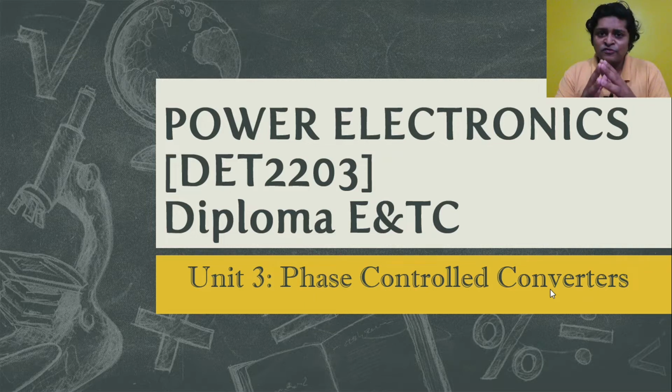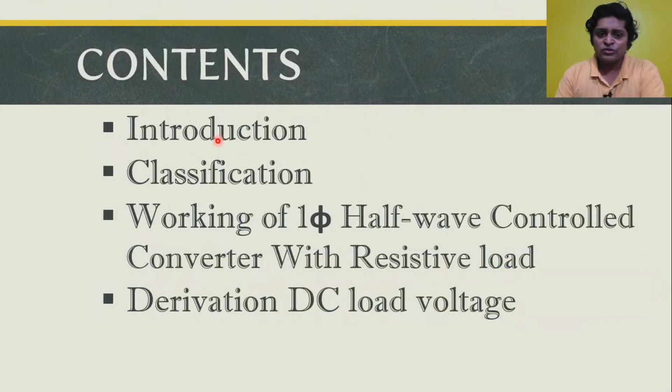We are going to start with the first application, that is the phase control converter. So let's see what its contents are. We are going to get introduced to these converters, then we are going to classify these converters. Then we are going to discuss the working of a single phase half wave controlled converter with resistive load, and then we are going to derive the DC voltage for it.